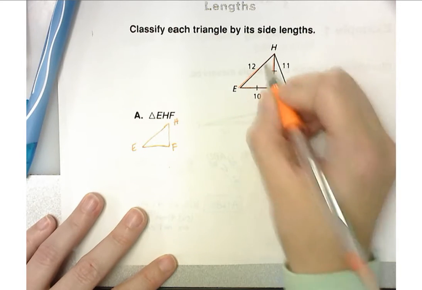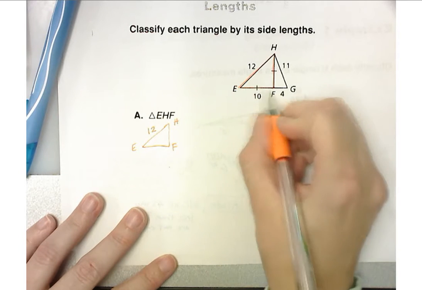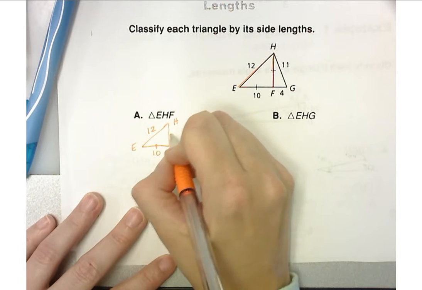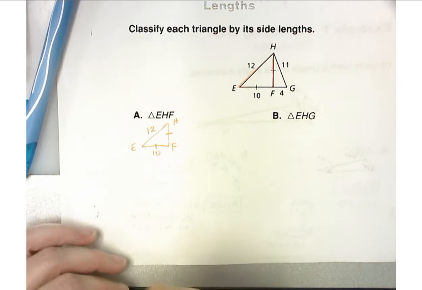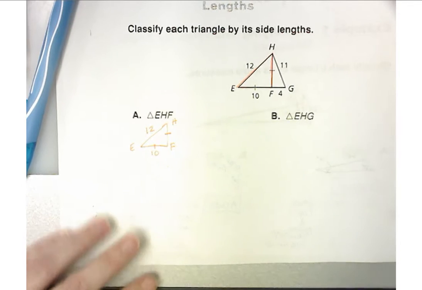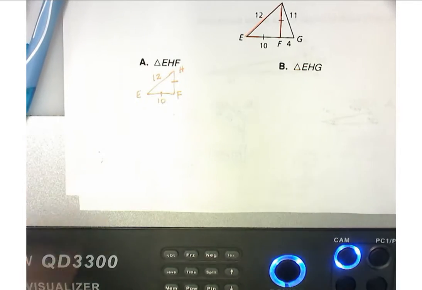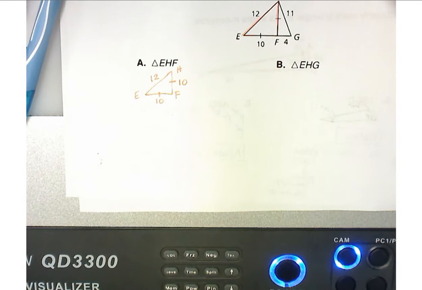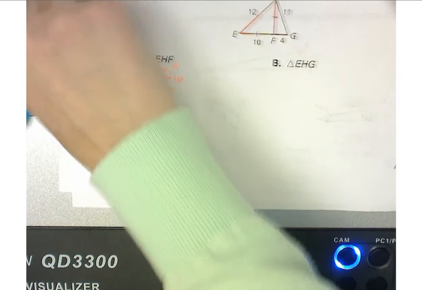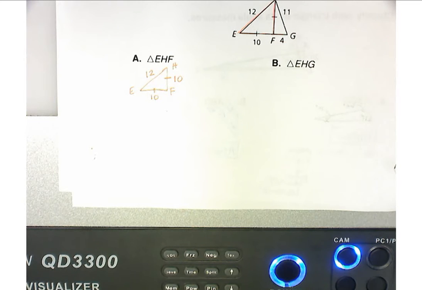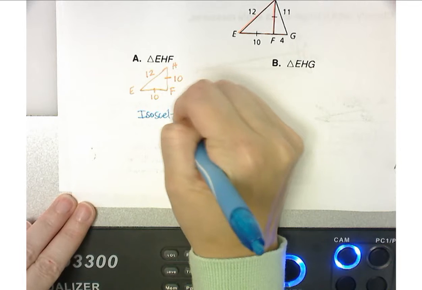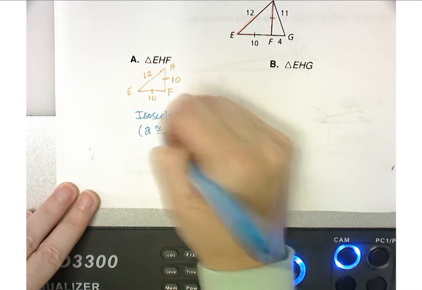And then this side we're given is 12. This part we're given is 10. And then we also have this tick mark here, and we have this tick mark here. So, Kira, what do the tick marks mean? That they're equal. So then if this is 10, this has to be 10. So then, Kira, what type of triangle do we have? Isosceles. So this one is going to be isosceles. We're going to label that. And it's because you have two congruent sides.